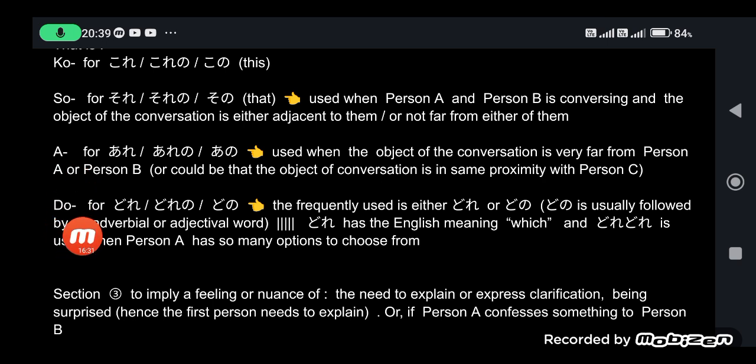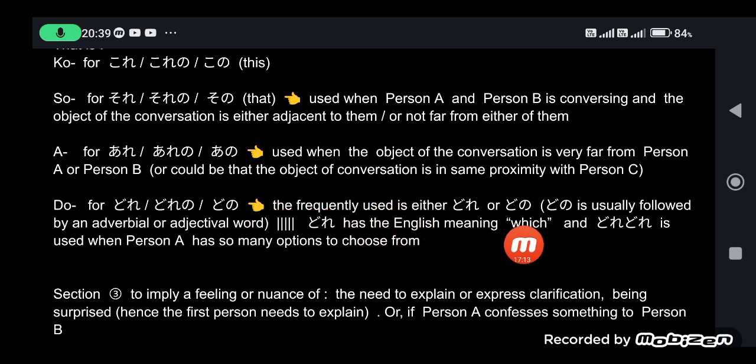Kosoado. So do. What is do? Do is for dore or doreno, dono. But actually, for the do or dore, the more common use here is dore, which is which, when you choose between choices. Dono gurai or dono is used for implying types or duration or degree of a certain adjective. Well, the frequently used is either dore or dono.